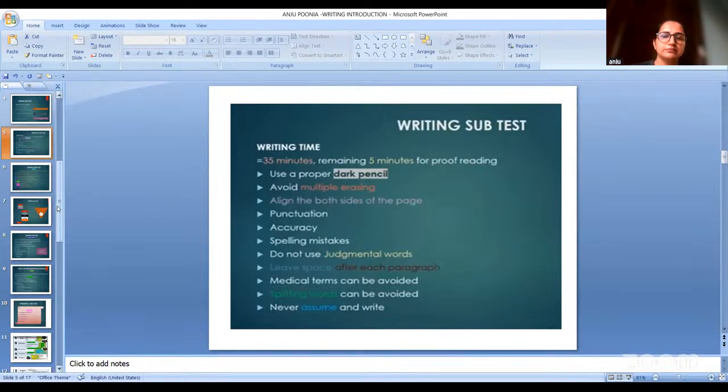And medical terms can be avoided, and splitting words can be avoided. And never assume in writing; go through it step by step. Don't think, today we are doing just the writing intro, it's too simple and we can go directly to the writing task, because then we don't know how to do it step by step.